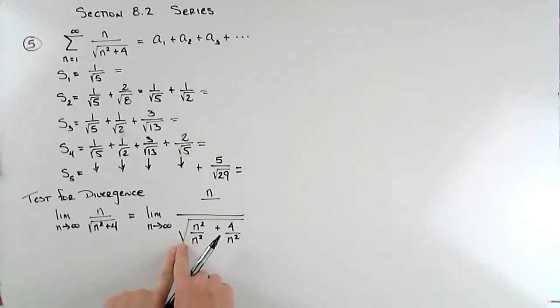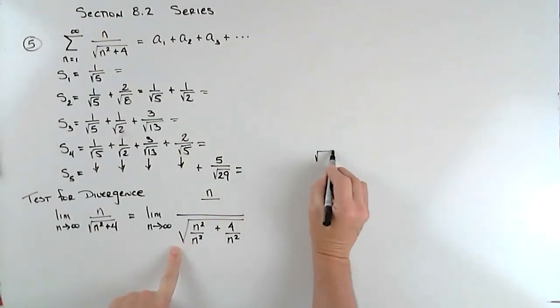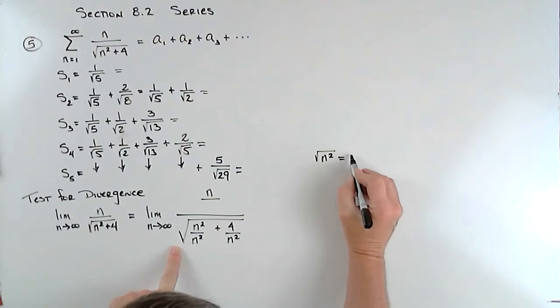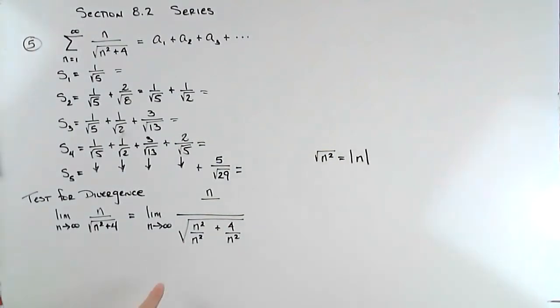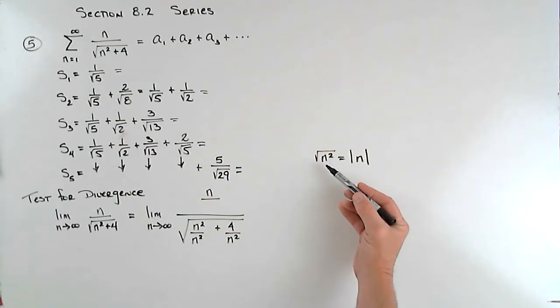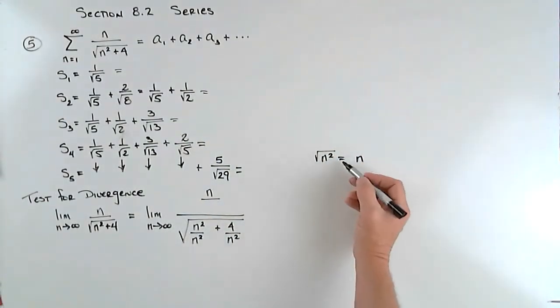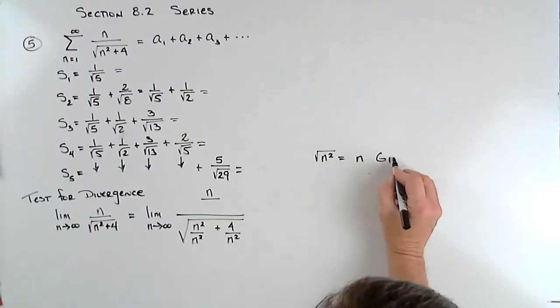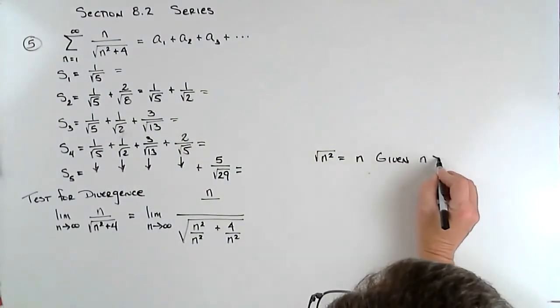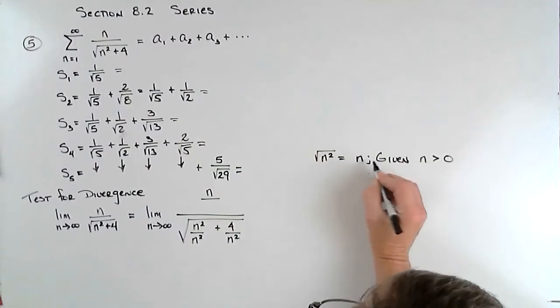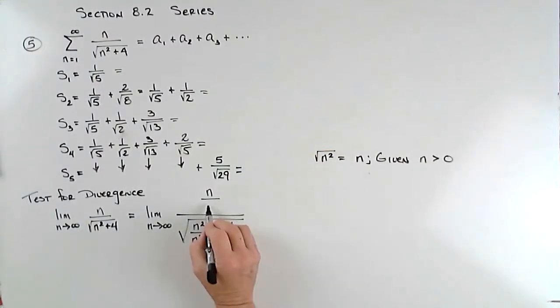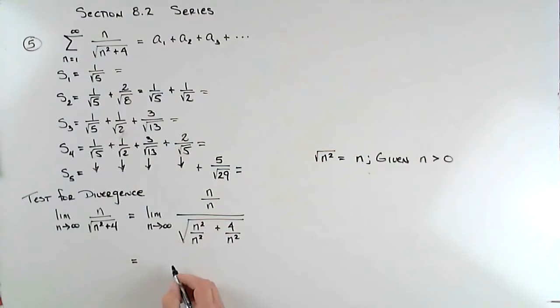Here we have n squared, but it's under a radical. So we would be evaluating the square root of n squared, which equals, remember, not n, it equals the absolute value of n. However, n is going to infinity, so n is positive. In the case that this number is positive, then and only then does the square root of n squared equal n. And ours is positive. So we could rewrite this as an n, and we're left with this limit here.